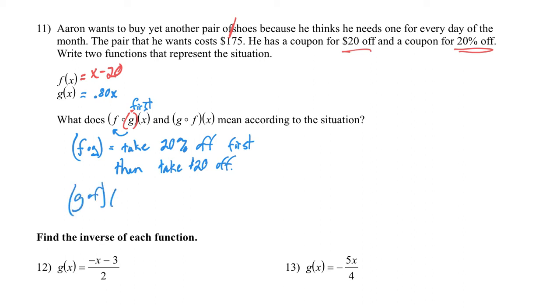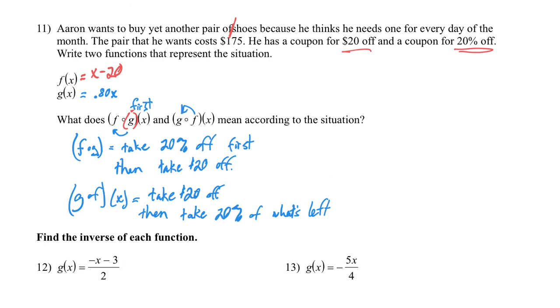So g of f of x would be take $20 off, and then take 20% of that. So you're taking 20% of what's left. All right, that's the idea behind this. It's just all strictly about order. And whatever's second in the notation, that's what you do first.